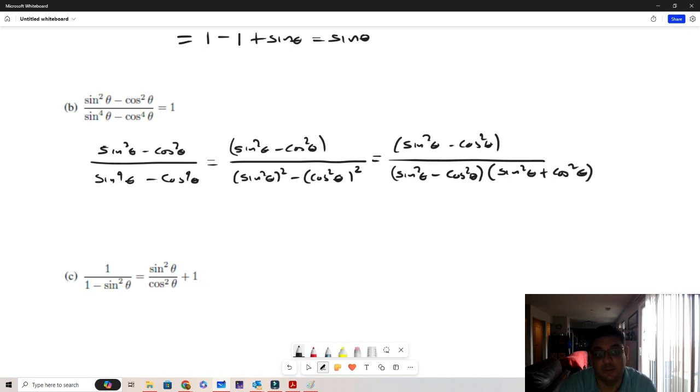And so now you can see why this is 1. This gets canceled with this, and we're only left with 1 over sine squared plus cosine squared. Oh, but this is 1 as well because this is the main identity. So this is 1 over 1, and we get just 1. So again, we come from one side and reach the other side.